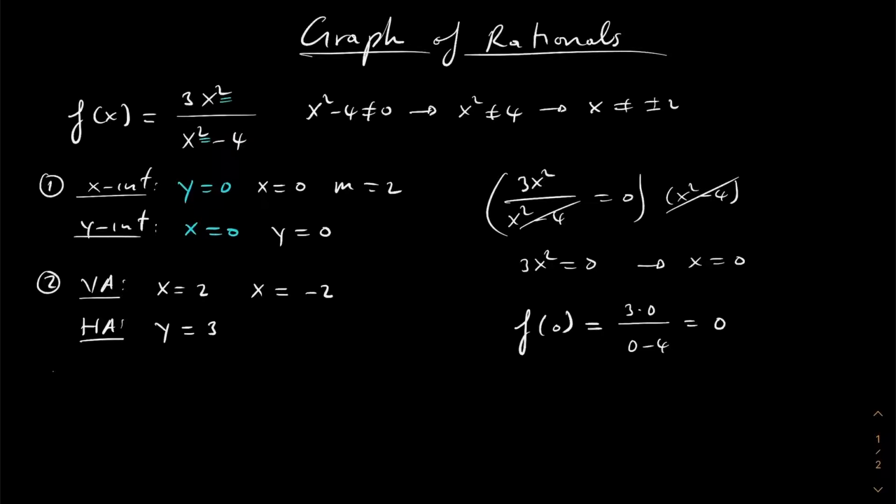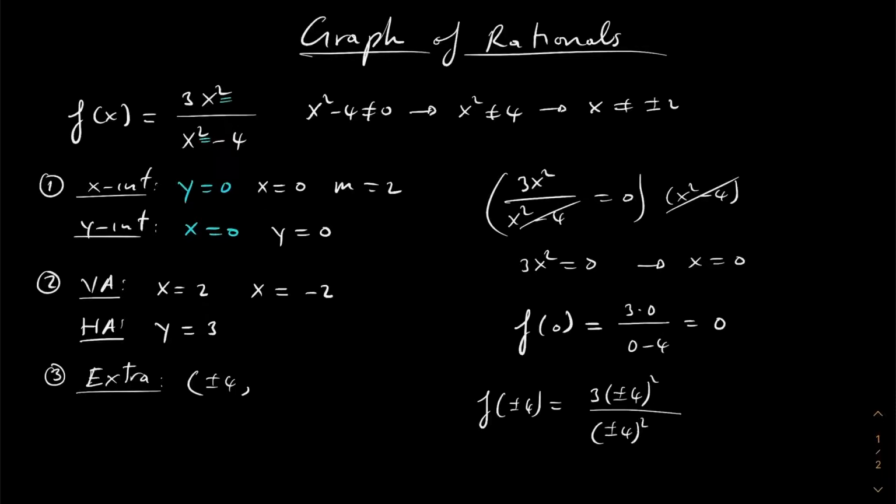My final thing that I need to do here, number 3, is to find some particular points between the x-intercept and the vertical asymptotes. So I'm going to have to find here f of plus or minus 4. That's going to be 3, in parentheses, plus or minus 4 squared, divided by plus or minus 4 squared minus 4.